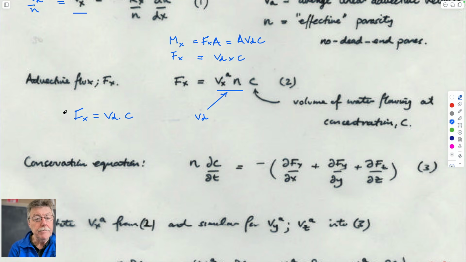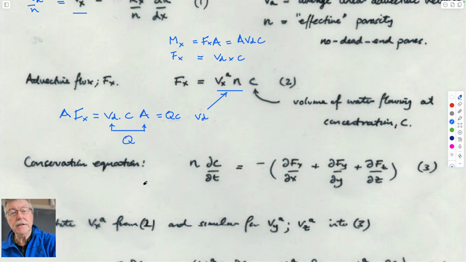If you multiply by area on both sides, then these two terms become volumetric flow, and this becomes volumetric flow, volume per unit time, mass per unit volume. So it becomes mass per unit time. Again, doesn't matter too much.